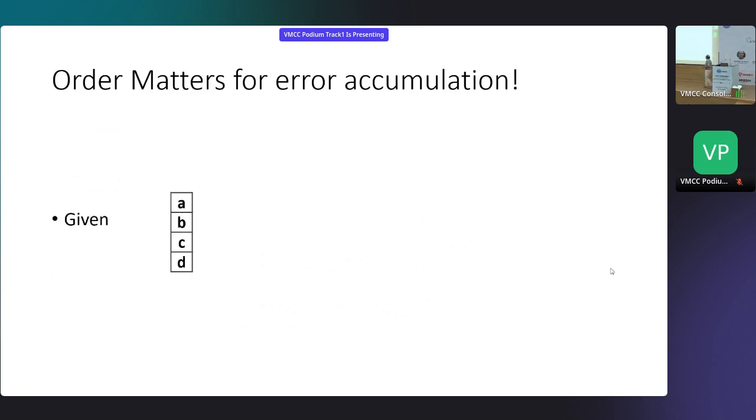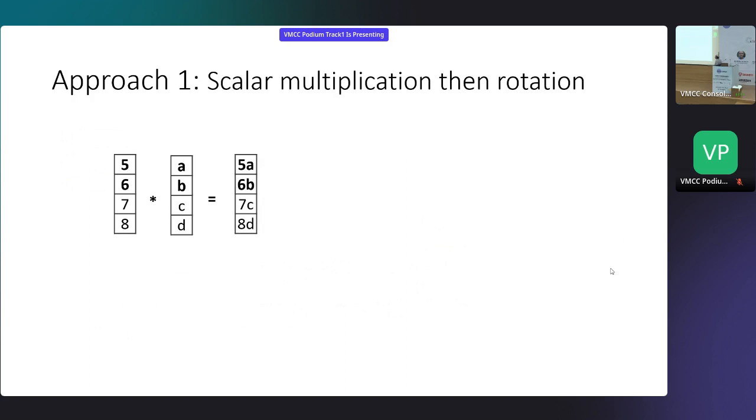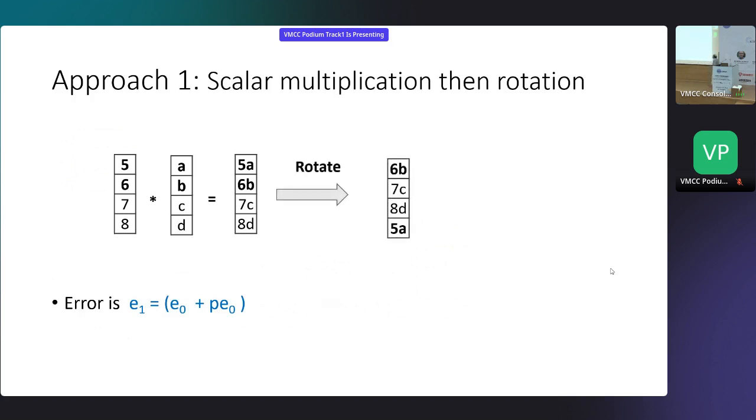For example, if I have a vector A like this, and we want it to look like this, so I want to multiply it and shift it, I have two options. I either multiply and then rotate, or rotate and then multiply. If I do the scalar multiplication and then the rotation, the error is now a function of E0 plus P times E0. We agreed on this from the last slide. Plus some constant amount to do the rotation, to shift it around.